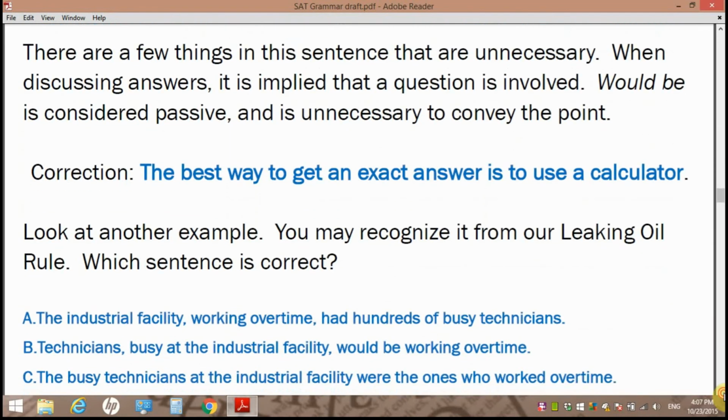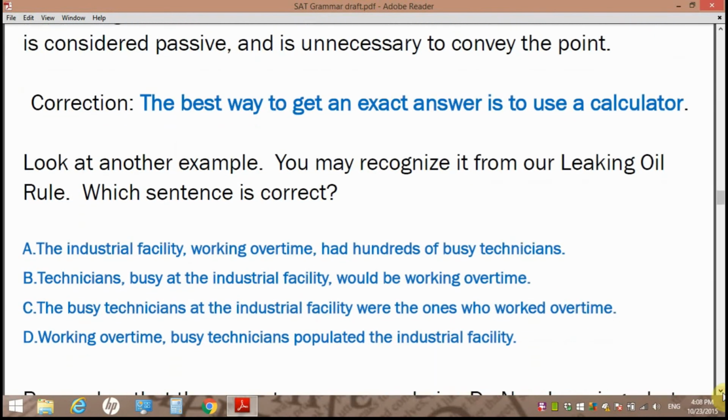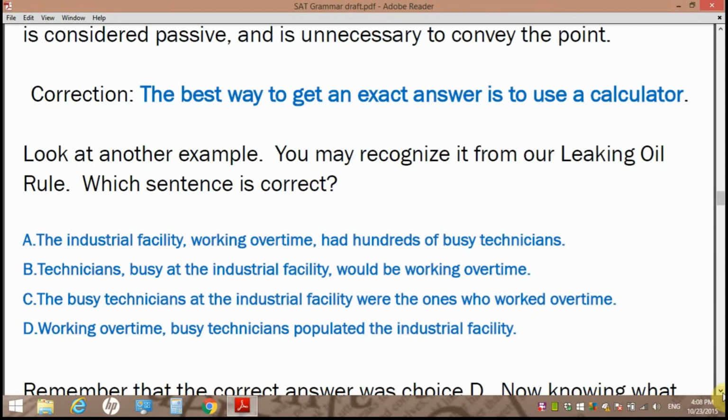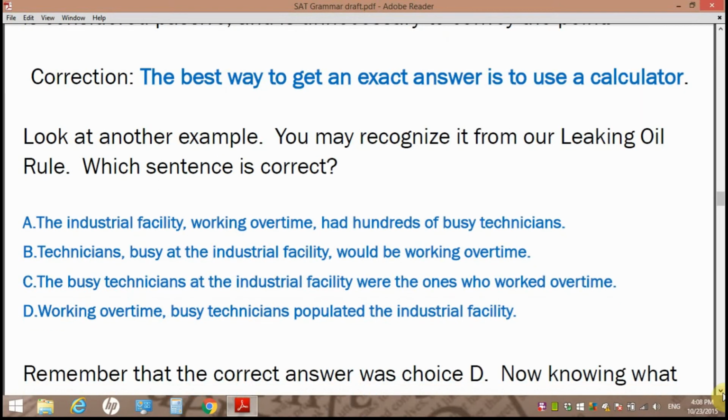We're going to look again at our sentences that we had for our first tip about the leaking oil. Go ahead and look again, and keeping in mind our shortest point tip, which one is going to be the correct answer choice. Go ahead and pause your video and make your selection. So because we have some extra prepositional phrases here, we can take those out. Working overtime, busy technicians populated the industrial facility. Remember, answer choice D was the correct answer.